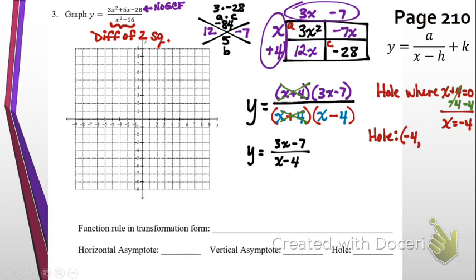How do I find the y part of the ordered pair? Substitute. Y equals, I have to substitute in everywhere I see an x. So 3 times negative 4 minus 7, and down on the bottom negative 4 minus 4. What's 3 times negative 4? So I have negative 12 minus 7 over, what's negative 4 minus 4? Negative 8.